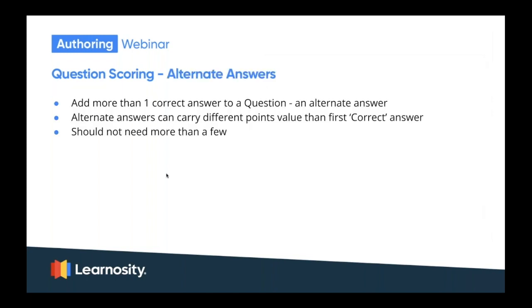So when you're setting a correct answer in a question, it is also possible to add alternative correct answers. So you can give these answers any points value that you like. It could be more, less, or the same as your original correct answer. But you shouldn't need more than a few alternate answers at most on your question. So if you find you're working with a lot of alternate answers, there's often a different scoring type you could use, or maybe a different question type you can use. So let's take a look at an example showing you how to actually add your alternate answers.